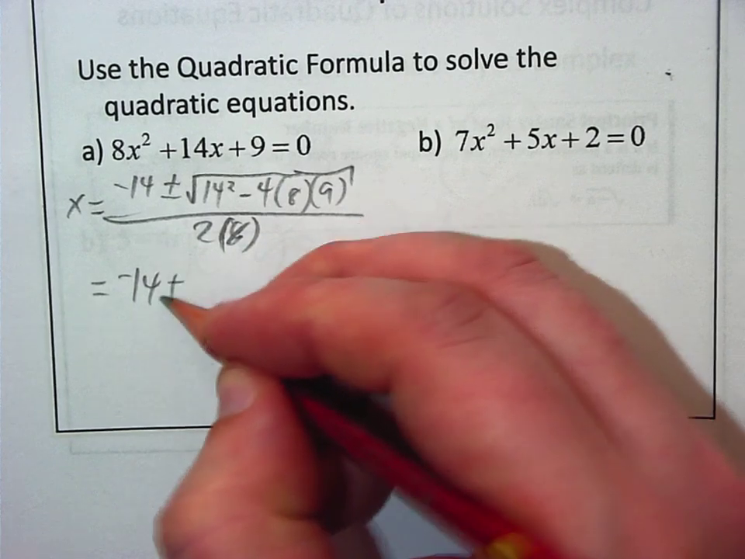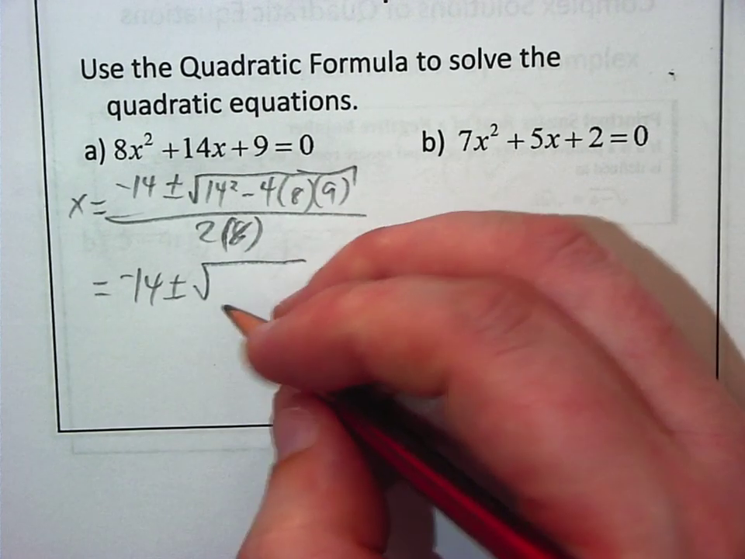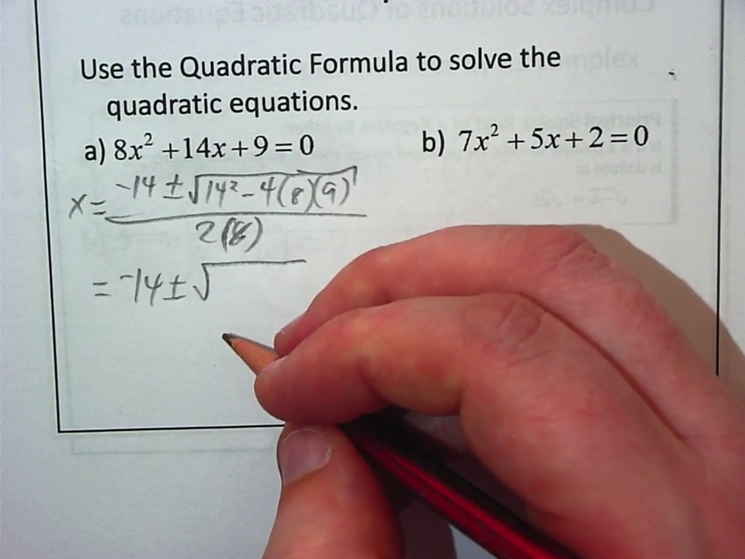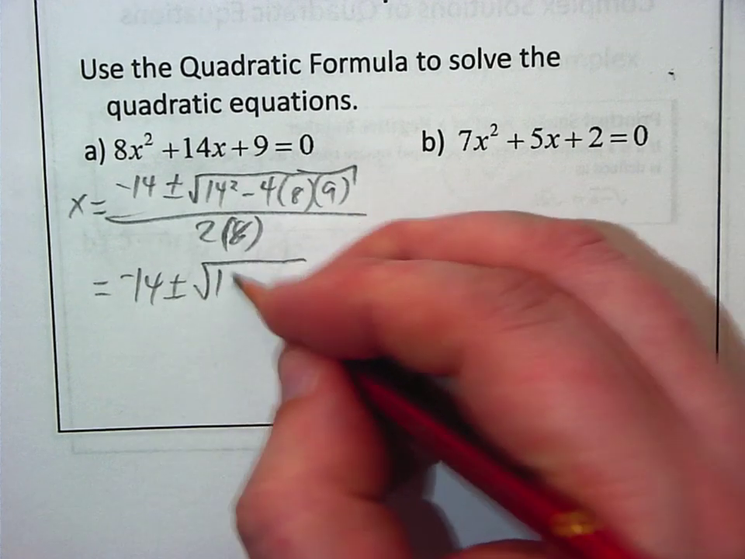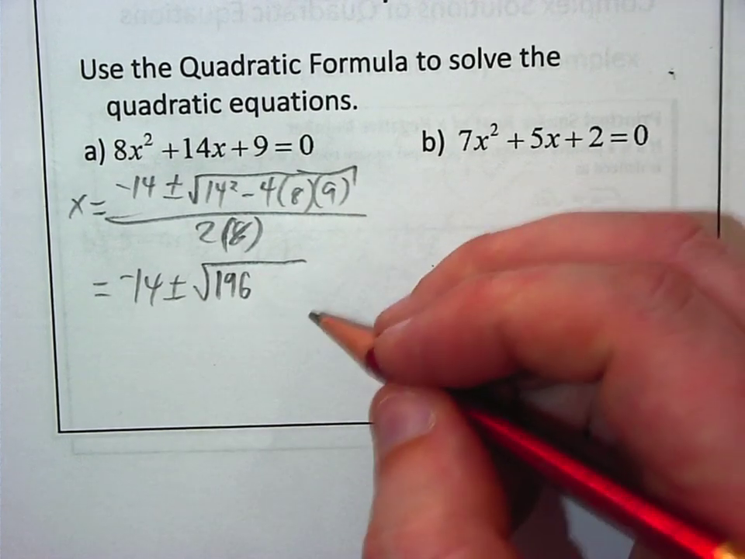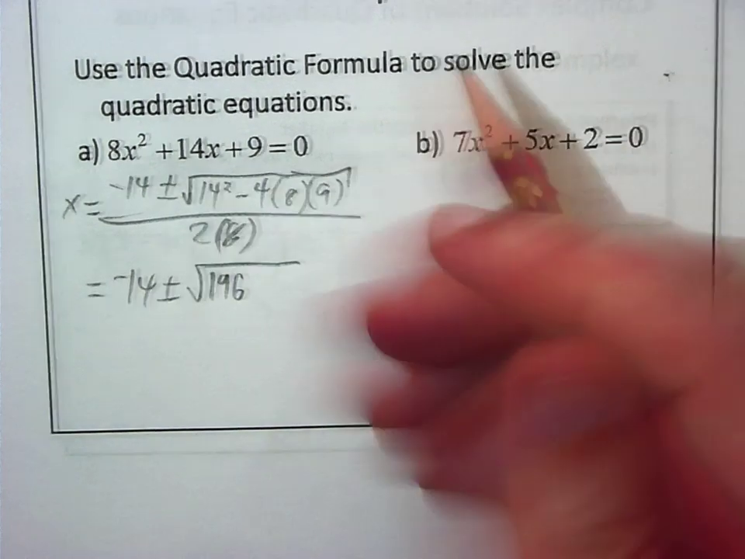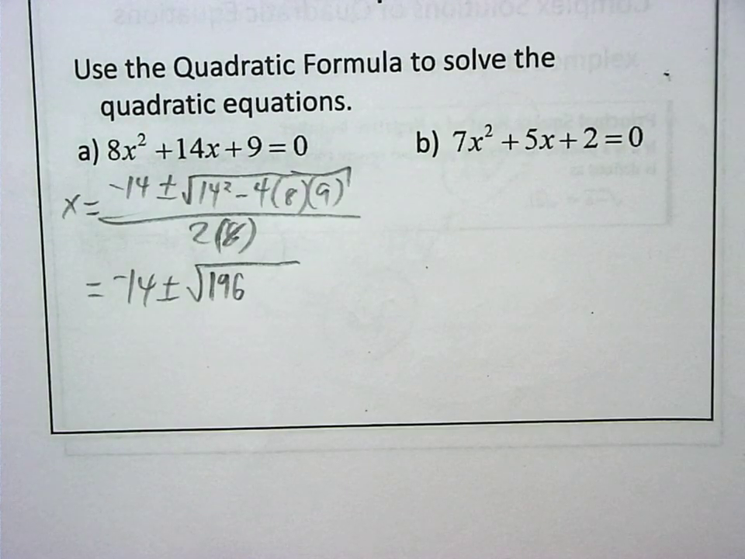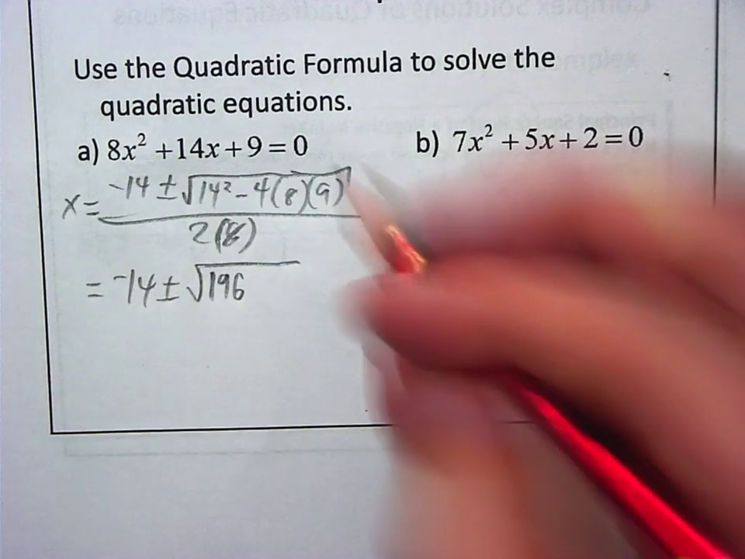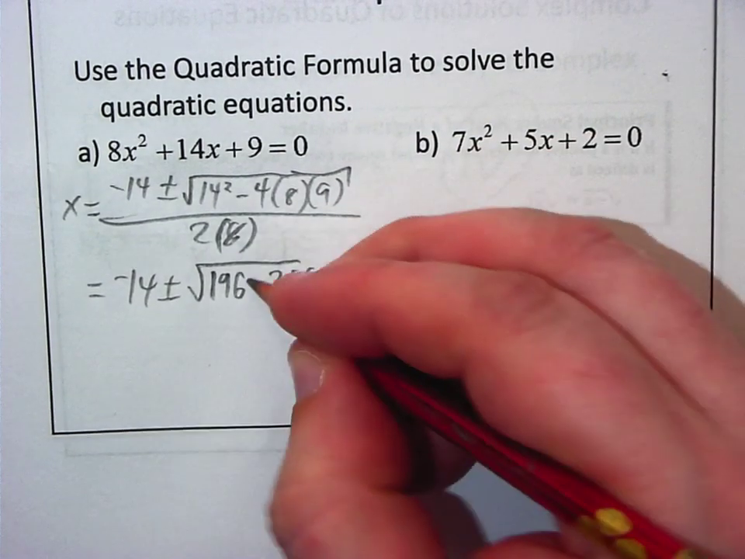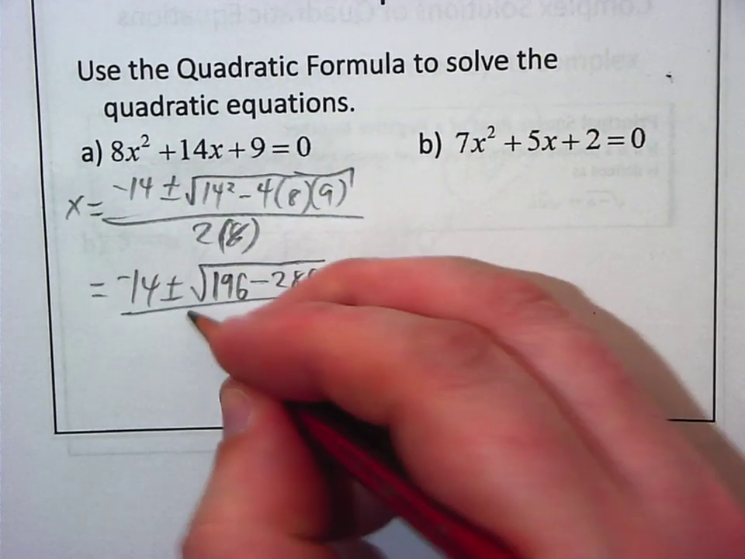You have negative 14 plus or minus. 14 squared is? You should know that one. 196. Honestly, squares you should probably know through 20. 4 times 8 times 9. 8 times 9 is 72. 72 times 2 is 144. 144 times 2 is 288. Over 16.